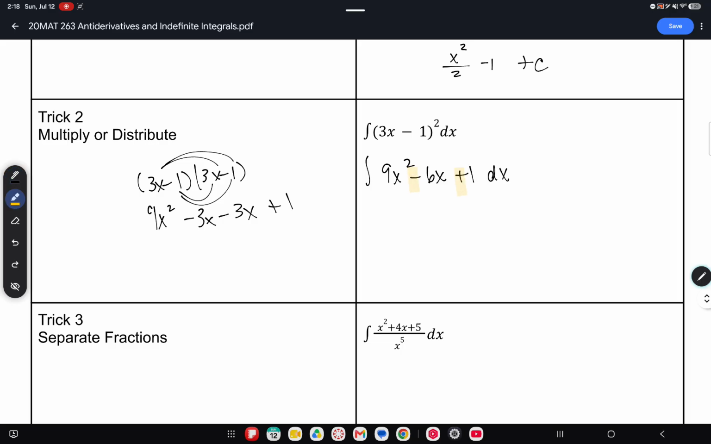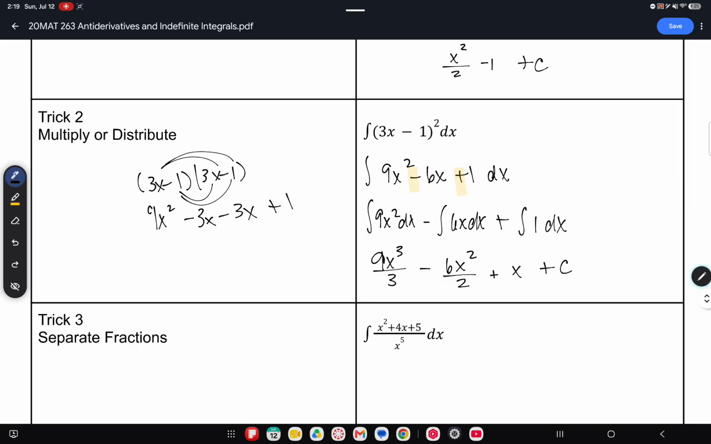And then each of these has had an operation so far. And so I could really technically separate it. And I haven't been because I've just automatically been doing it. But really that's the integral of 9x squared dx minus the integral of 6x dx plus the integral of 1 dx. So let's add 1 to the power and divide by the new power. Add 1 to the power, divide by the new power, and then plus c. And then we'll just simplify. So that's going to be 3x cubed minus 3x squared plus x plus c.